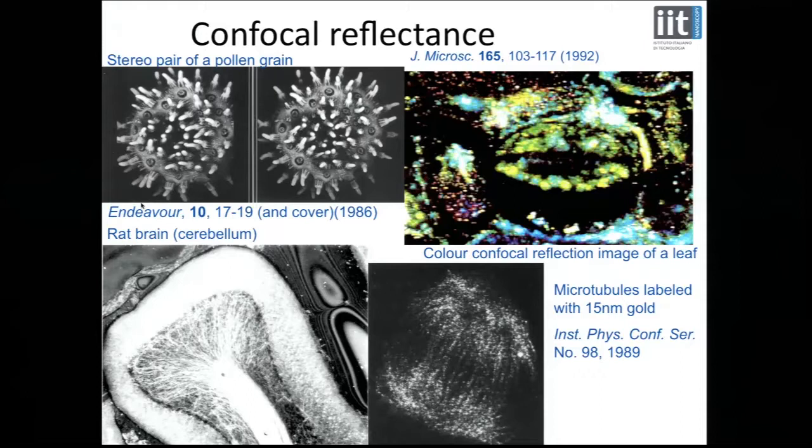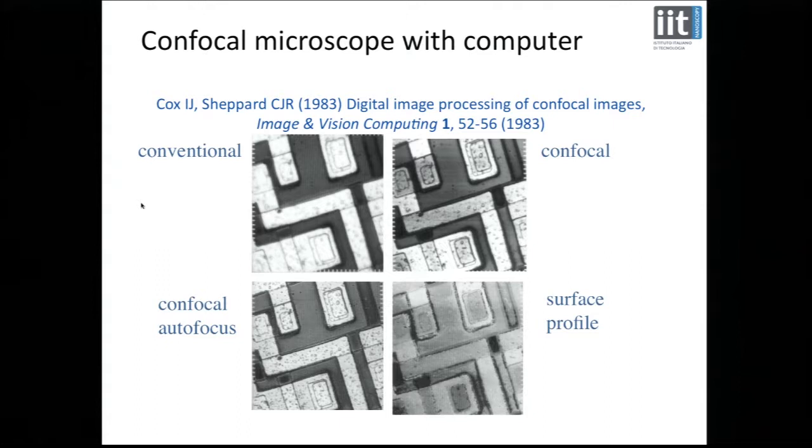This is another interesting one. This is a cell that's just dividing, in the process of dividing. And these are microtubules that have been labeled with gold nanoparticles. 15 nanometer gold nanoparticles. This was quite a long time ago, around the late 80s, when we were doing these experiments. We went right down to 5 nanometer gold nanoparticles, conjugated in this case to microtubules. I might add that nanoparticles have the great advantage over fluorescent probes that they don't bleach, so you can look at them forever.